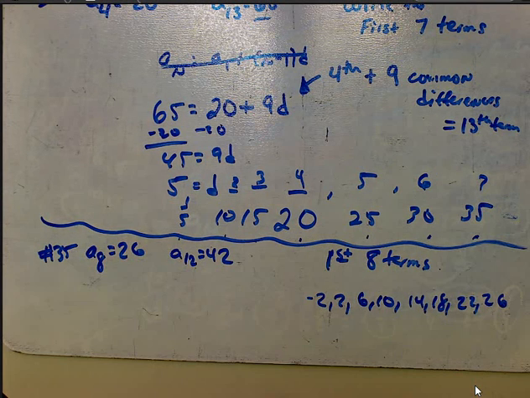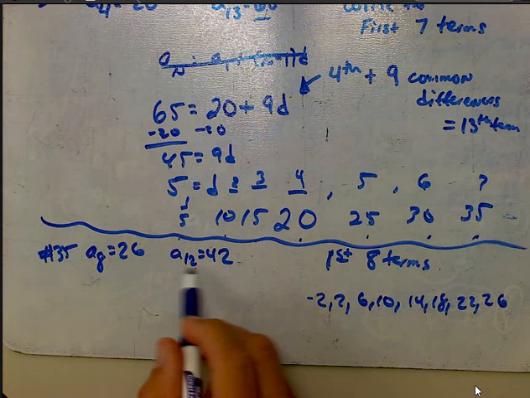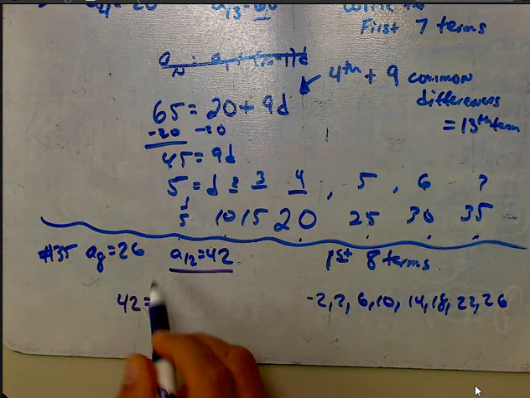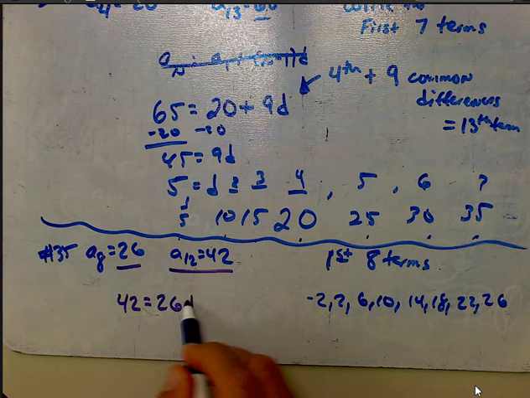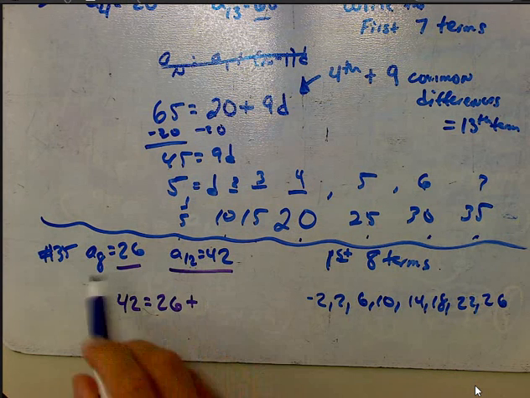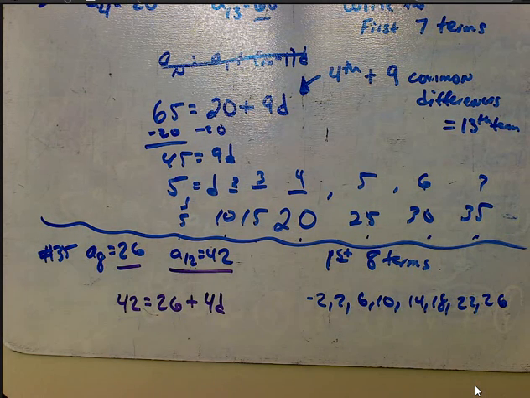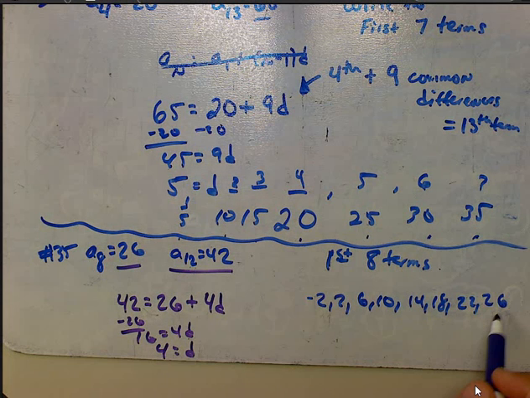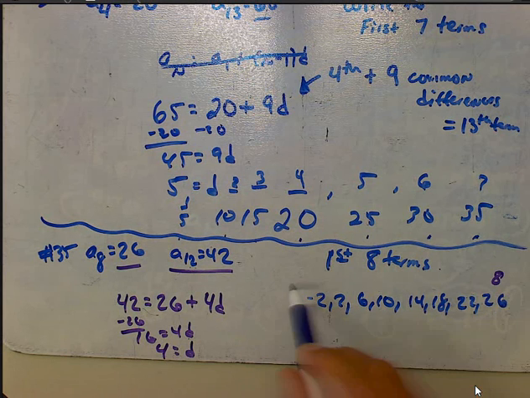If not, this is how you would get that answer. So I would set it up where the 12th term, 42, is equal to the 8th term, 26, plus 12 minus 8 is 4 common differences. Subtract 26 from both sides, you get 16 is 4D. Once you divide by 4, you get D is 4. So I knew my 8th term was 26. Term 8, to get the others, I just subtracted 4 each time to get the rest of them.